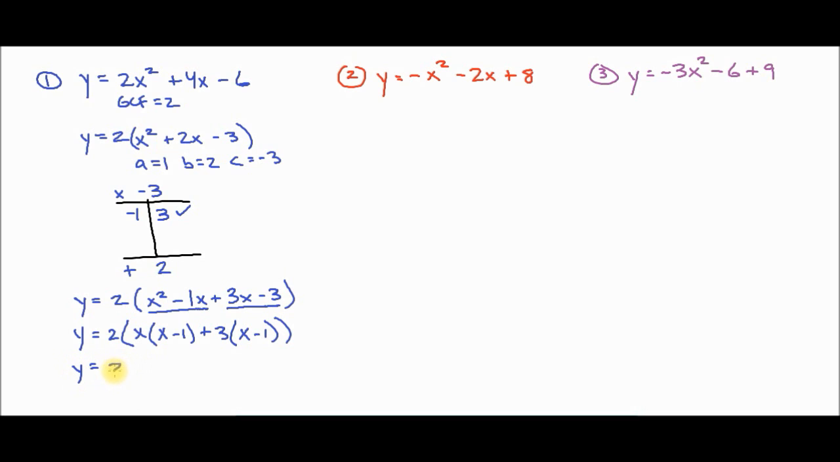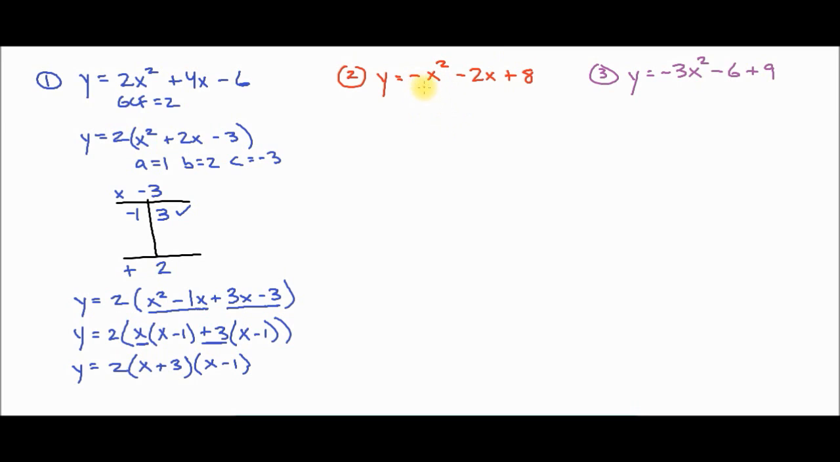All I got to do is finish pulling out the x and the positive 3. I can factor those out or pull those out. I've got x plus 3, and then I rewrite my common binomial x minus 1. Factoring is done.